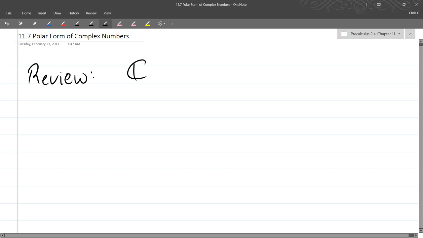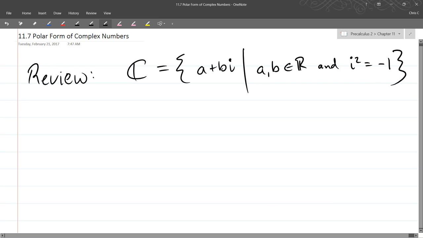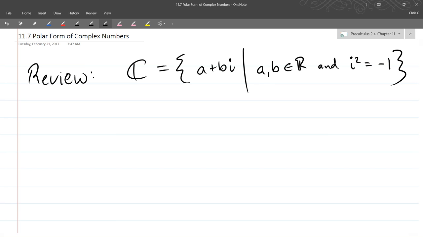So complex numbers, we use this big capital bold C, just like capital bold R for real numbers. If you want to write them all out, it is all a plus bi, where a and b are real numbers, and i squared equals negative 1. So that's how to write them out in set notation. So it looks like number, comma, number plus i.